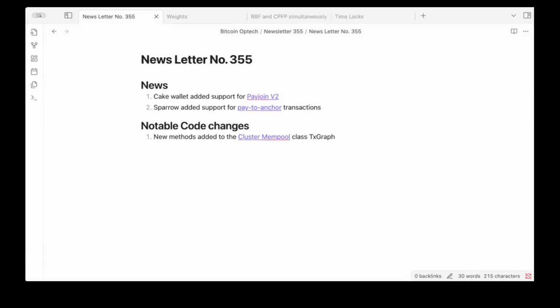So, first one is a news item. And the news item is that Cake Wallet has added support for Payjoin version 2. So we'll have a look at what Payjoin is and how Payjoin has evolved over different versions and why it is important.